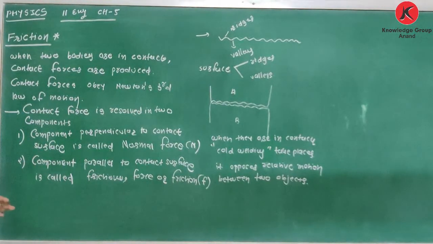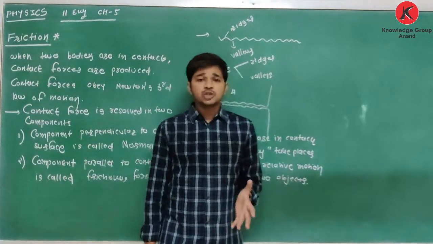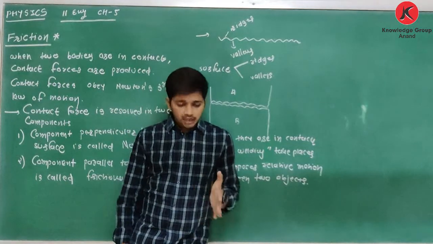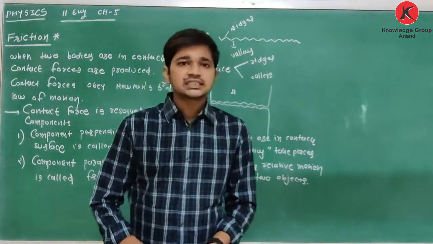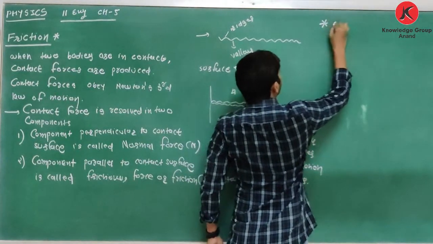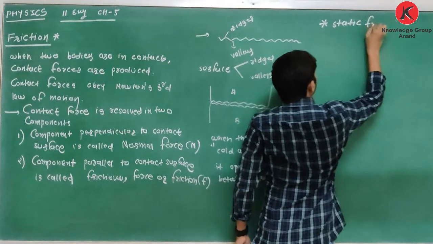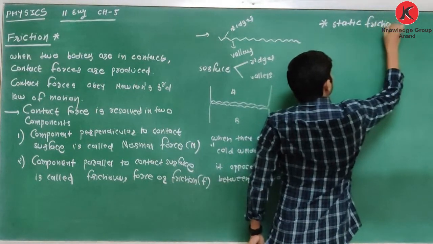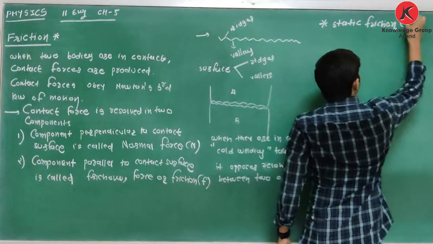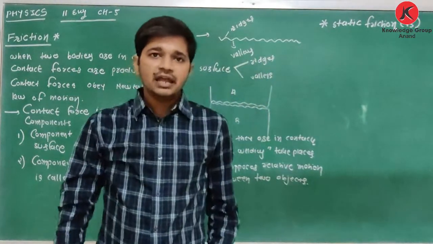Now, there are types of friction: static friction, kinetic friction, and rolling friction. First of all we will discuss static friction. Static friction is denoted by Fs.